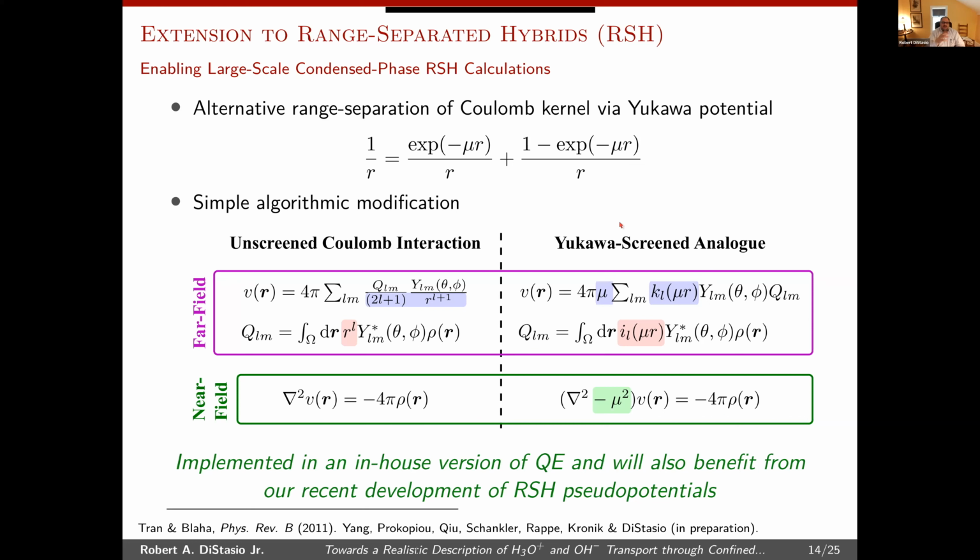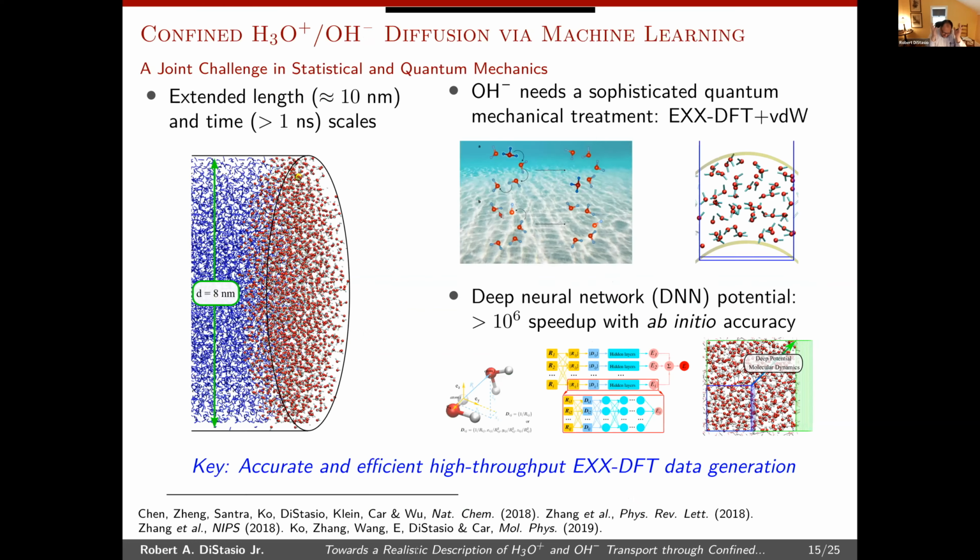Now I want to go back to this confined diffusion problem. Right, so again, this is a joint challenge in both statistical and quantum mechanics. We need to deal with length scales that are on the order of tens of nanometers, and time scales that are much, much longer than nanoseconds. And we got the problem, right? That's the statistical mechanics. The quantum is that we need a sophisticated quantum mechanical treatment, something like dispersion inclusive hybrid DFT, to even qualitatively, right, treat hydroxide correctly. So how are we going to deal with both of those problems?